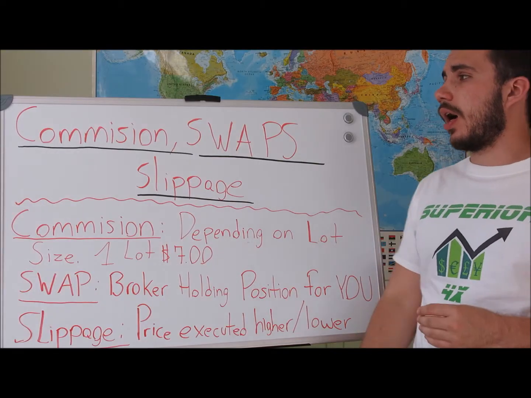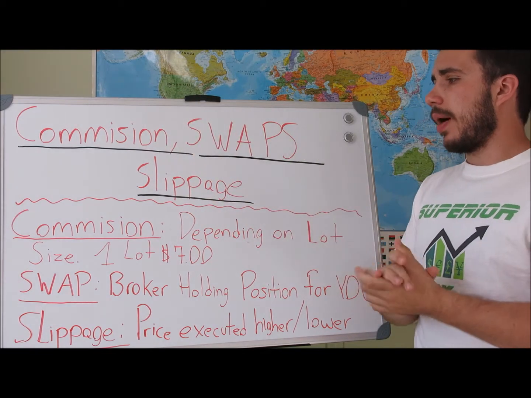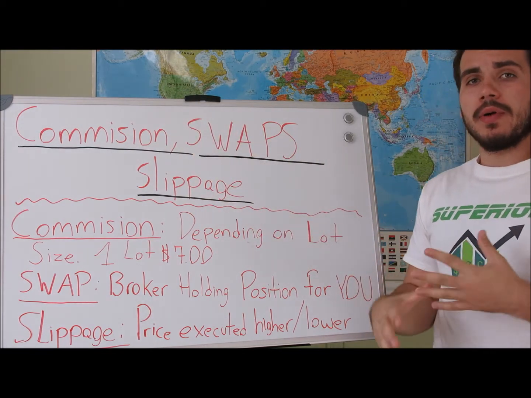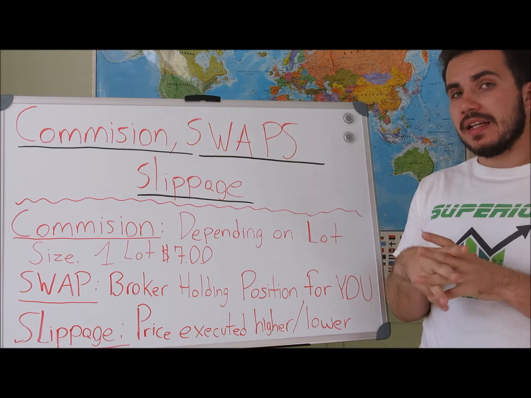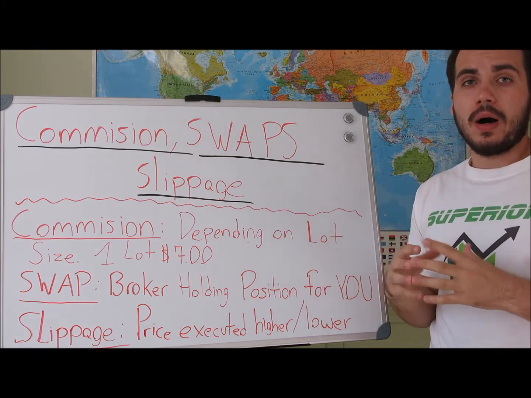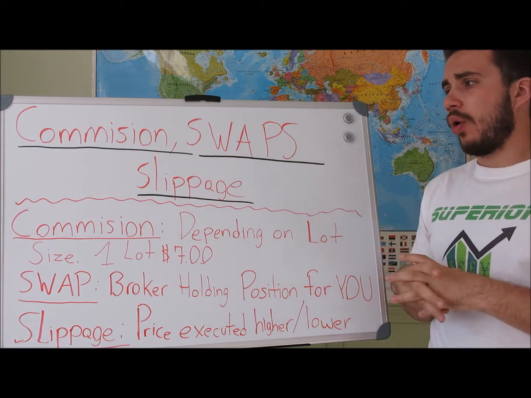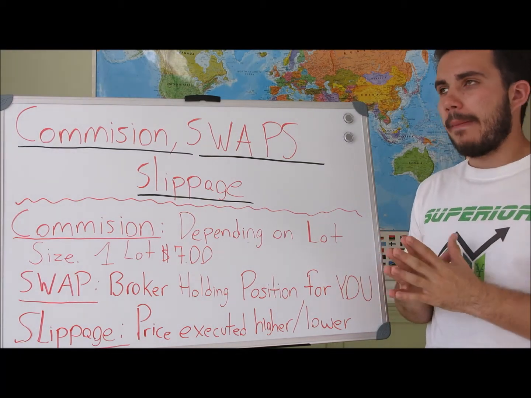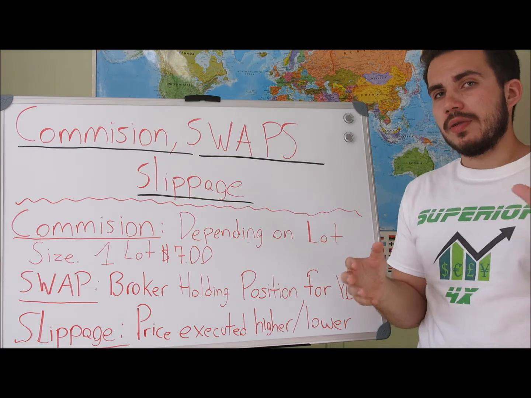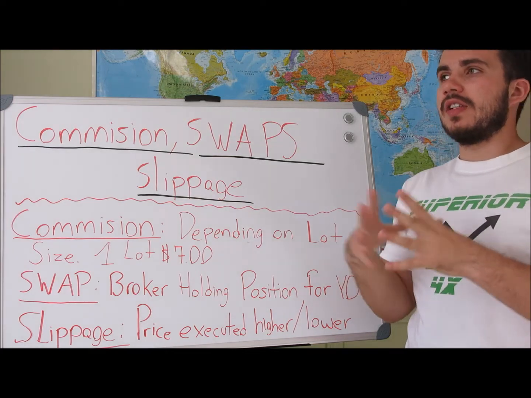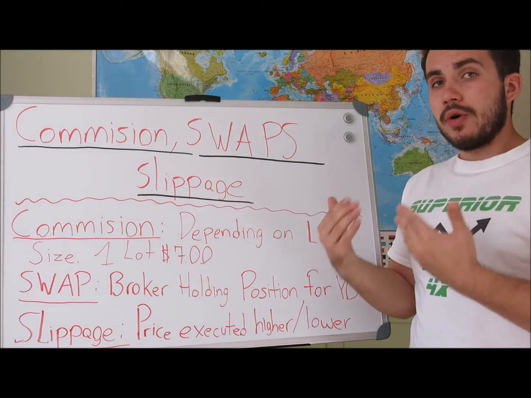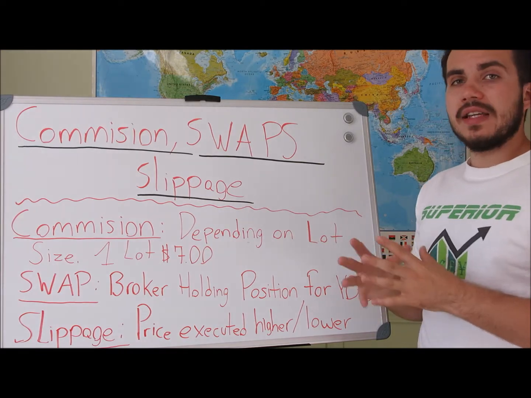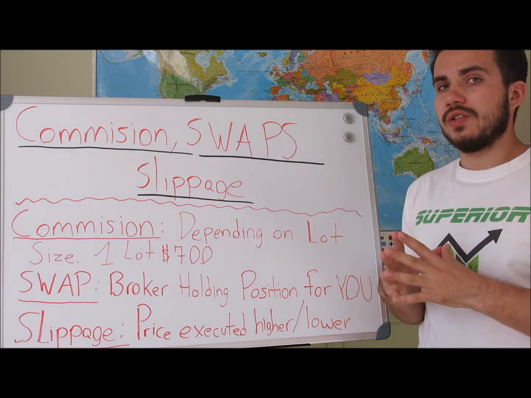So let's now talk about commissions, swaps, and slippage. These are probably one of the most important things that you have to know when opening a Forex broker account. Once again, we're only going to be focusing on ECN brokers. We're not going to be talking about dealing desk brokers any longer, since we have concluded that for new retail traders, an ECN broker is the broker that you want to go with.